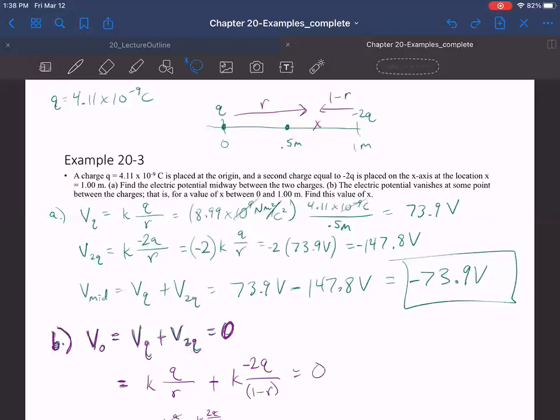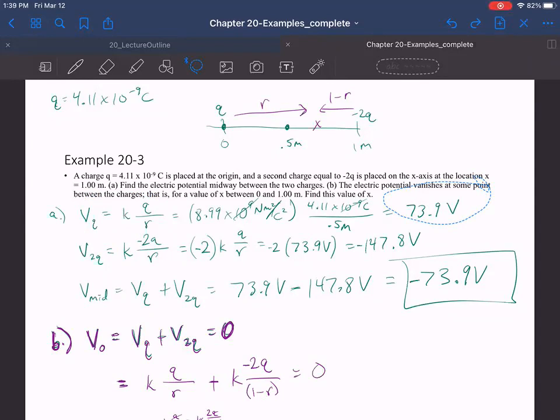So I start off up here. The electric potential due to just the regular old Q is just kQ over r. k is 8.99 times 10 to the ninth newton meter squared per coulomb squared, and then times that. And anyway, I get 73.9. So that's from that positive one.